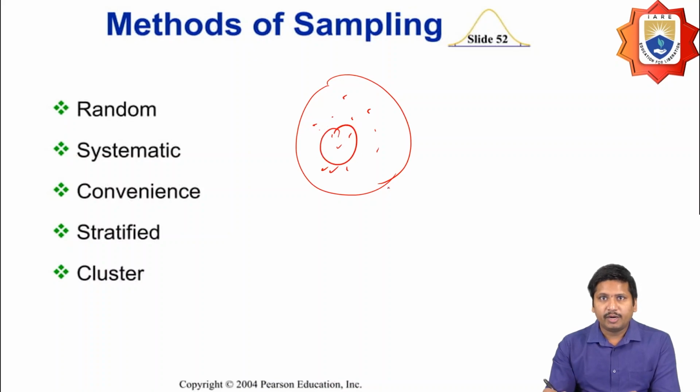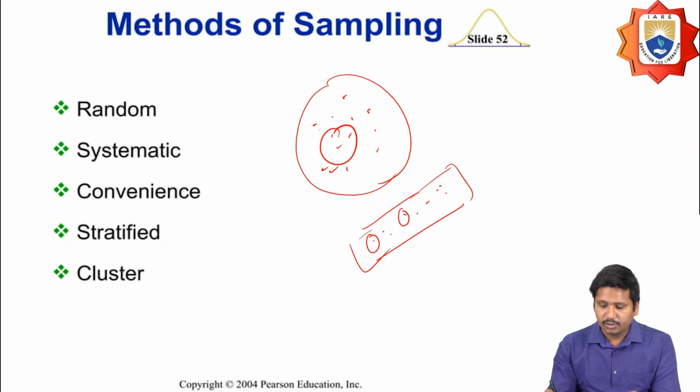And the next one is systematic sampling. Systematic sampling means that based on some particular order we systematically select the elements, like the first one, then the third one, then the fourth one, like this. And the next one is convenience sampling, where according to our convenience we can extract the data based on the characteristics. And the next one is stratified sampling.